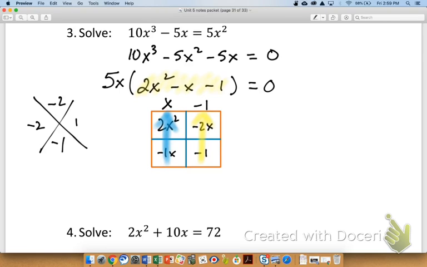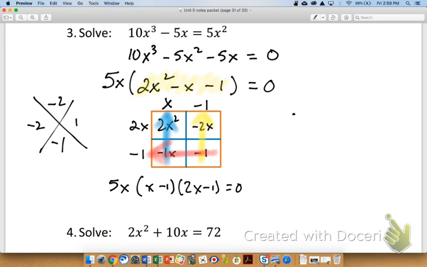Yep. You guys okay with that one? So far it's looking good. All right, what's in common here? I think it's just a -1 again. And then how about the final set of boxes? What's in common there? 2x. So my final factoring is 5x times x minus 1 times 2x minus 1.